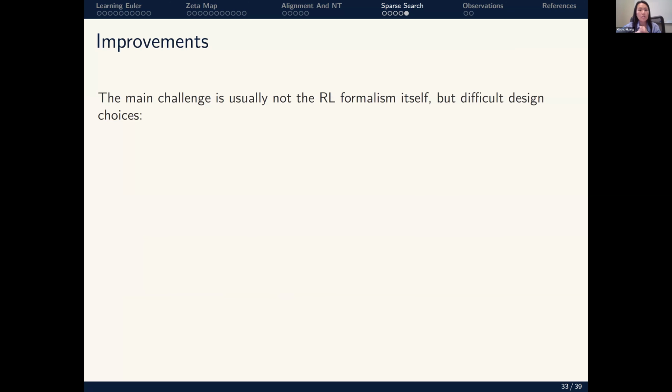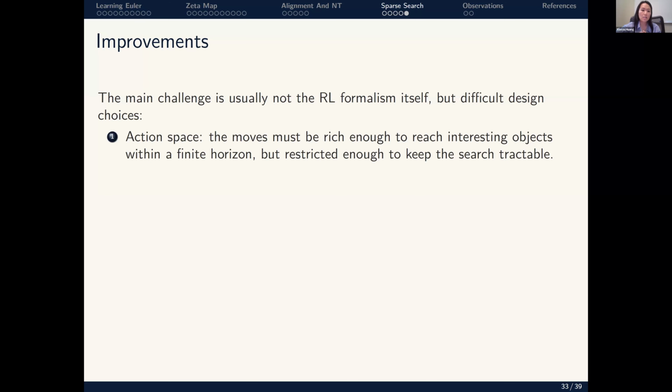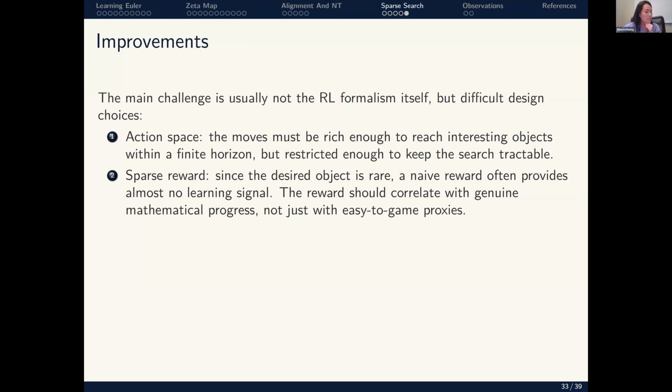But there are also major challenges in RL for mathematics. The problem does not really lie in the RL formalism; it lies in the design choices. What I mean by that is, first, the action space. Even though in the AC conjecture example the moves are explicitly given to you by these AC moves, the moves are not rich enough for the RL method to work. The moves have to be rich enough so you can reach your desired object in a finite horizon, so you don't go through an infinite number of constructions, but they have to be restricted enough so the model can actually learn.